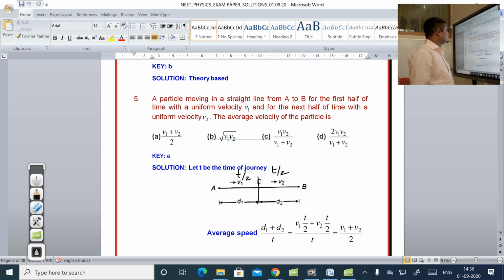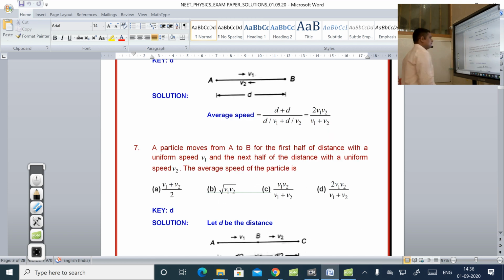Next, seventh one: a particle moves from A to B for the first half of distance with a uniform speed v1 and next half of distance with a uniform speed v2. Previously it was half of the time, now here it is half of the distance, that's all. So you just have to be careful, d by 2. So total distance is d, and then total time. In the time you just have to calculate based on this formula, speed equals distance by time. I think you must have got this one. This is a very easy one.